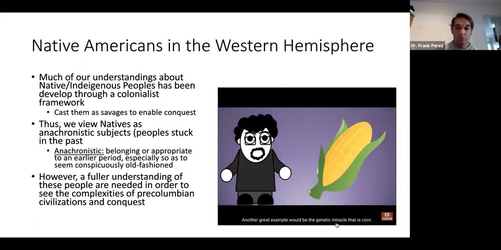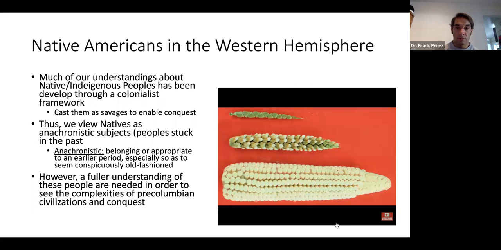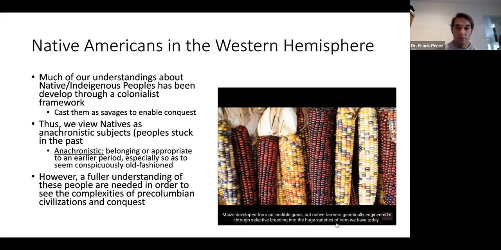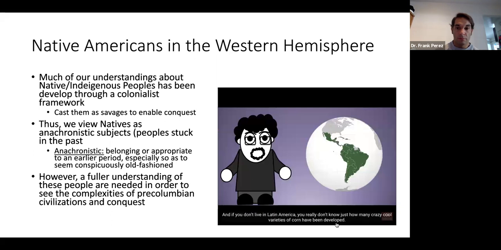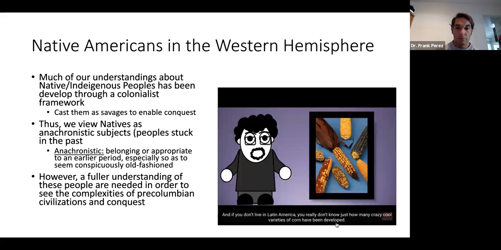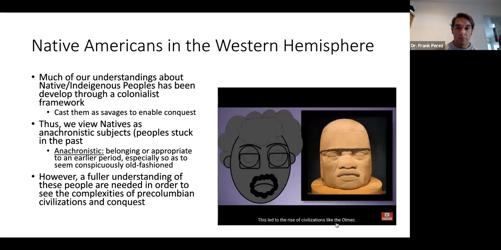Another great example would be the genetic miracle that is corn. Maize developed from an inedible grass, but native farmers genetically engineered it through selective breeding into the huge varieties of corn we have today. And if you don't live in Latin America, you really don't know how crazy cool varieties of corn have developed. This led to the rise of civilizations like the Olmec.